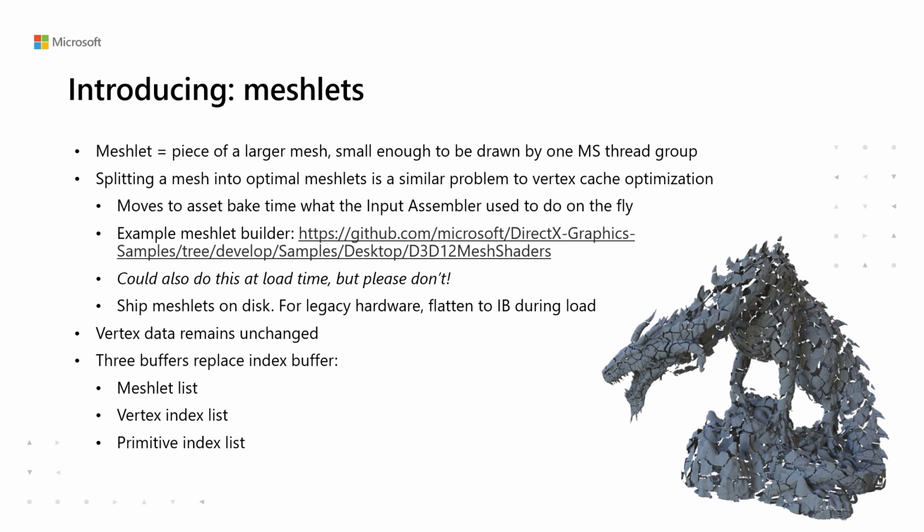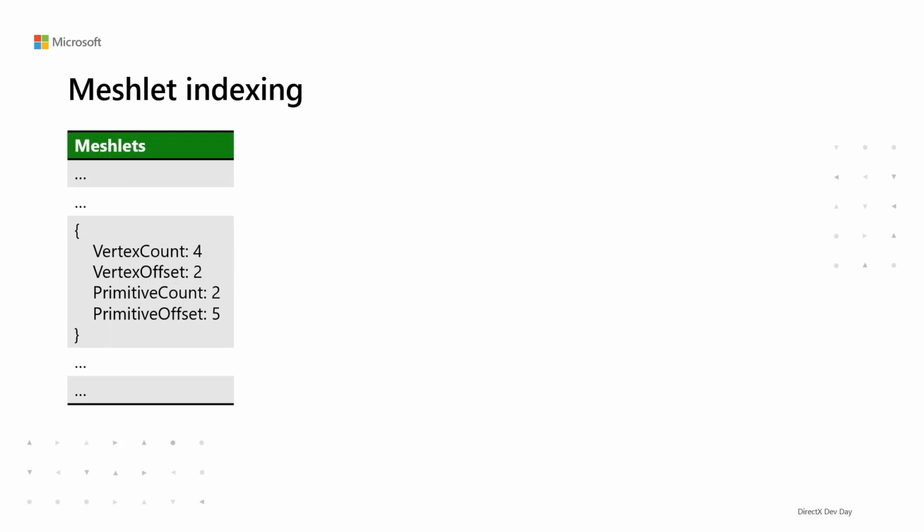When you're transforming a mesh into meshlets in this way, your vertex data doesn't need to change at all. You can use the same vertex data you previously had. But your index buffer gets turned into 3 new forms of data: a list of meshlets, a list of vertex indices, and a list of primitive indices. And I have a little diagram here to explain what those actually look like.